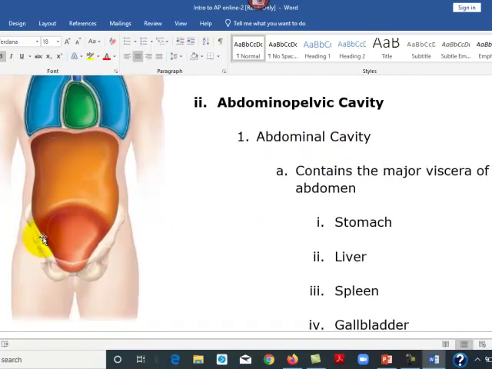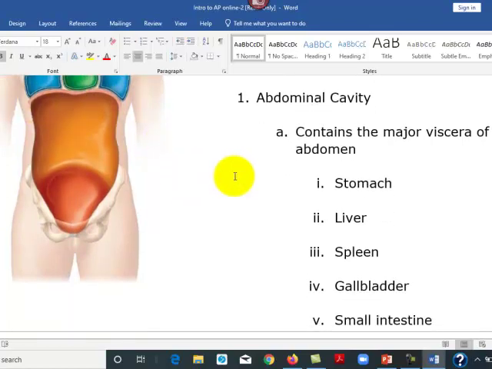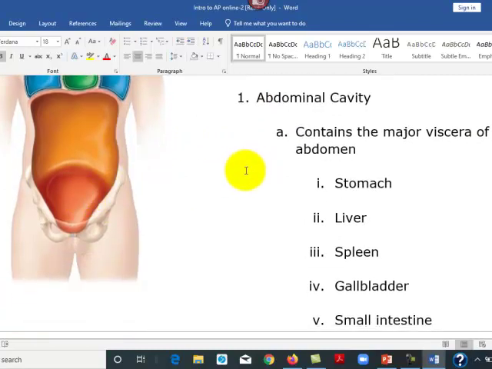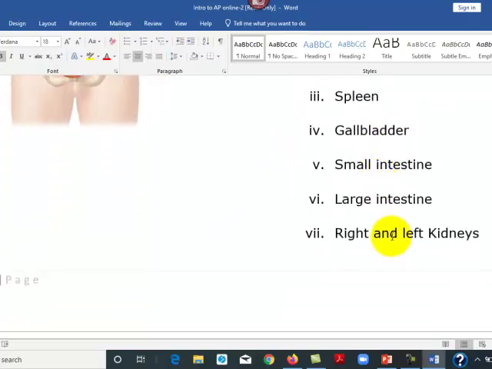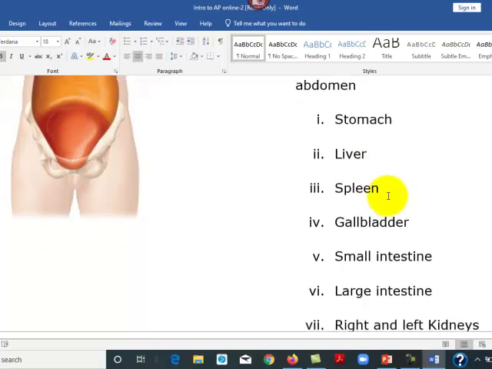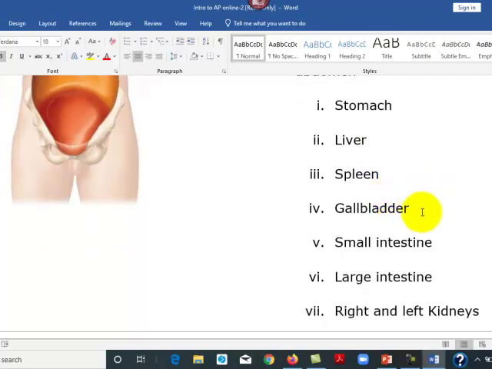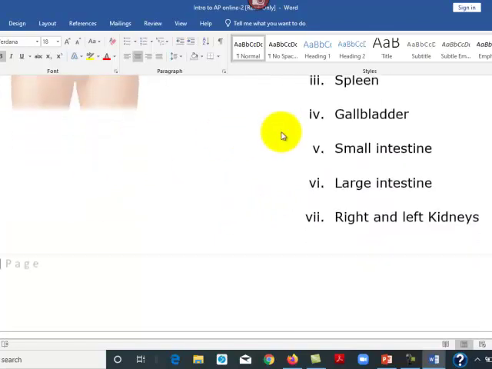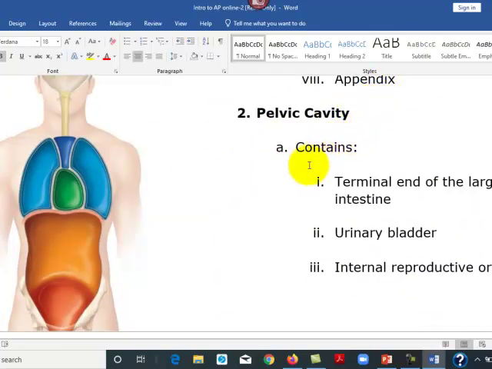The abdominal cavity, which is this whole thing here, that area that goes right between that is called the diaphragm. Well, I'm sorry, this whole thing's called the abdominal pelvic cavity. The abdominal cavity is this orange area. The red down here represents what's called the pelvic cavity. So here are all the major organs that are found within the abdominal cavity: stomach, liver, spleen, gallbladder, small and large intestine, right and left kidneys. They're all found in that area. Appendix on the right side.